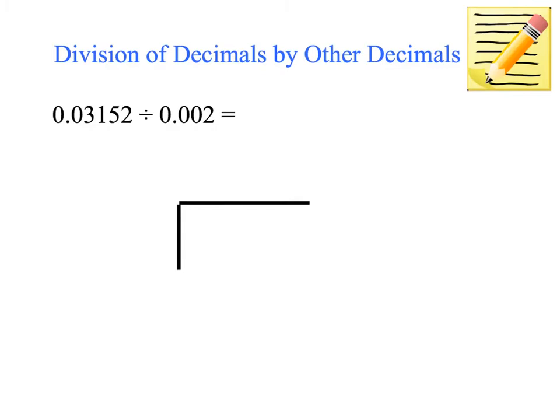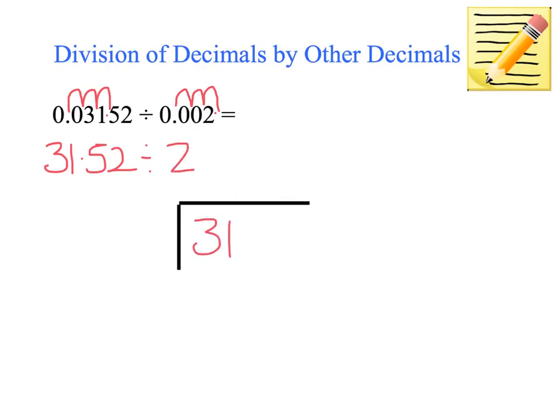Right, so first step, remembering moving the decimal place to make it a whole number. So we're going to move it right because we need to multiply it. 1, 2, 3. So I need to move it 3 decimal places. So what I do to the divisor, I need to do to the dividend. So I need to move this 3 decimal places. So my decimal place will now move to there. So the number will be 31.52 divided by 2. That makes it a bit easier.